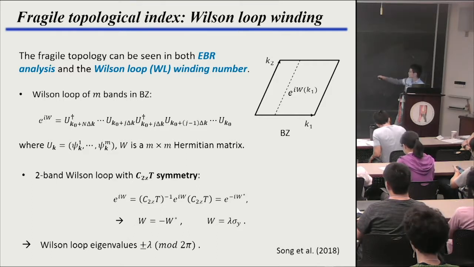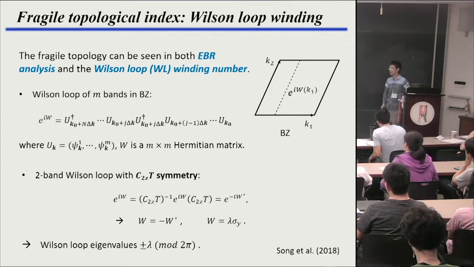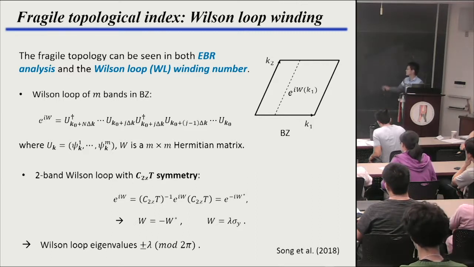Then you can also basically sweep your loop. For example, here I define a loop along this K2 direction. You can sweep this loop across the K1 direction so that it crosses the whole Brillouin zone and look at how the eigenvalues change. In this way, you can define a Wilson loop winding number, which we'll see soon.